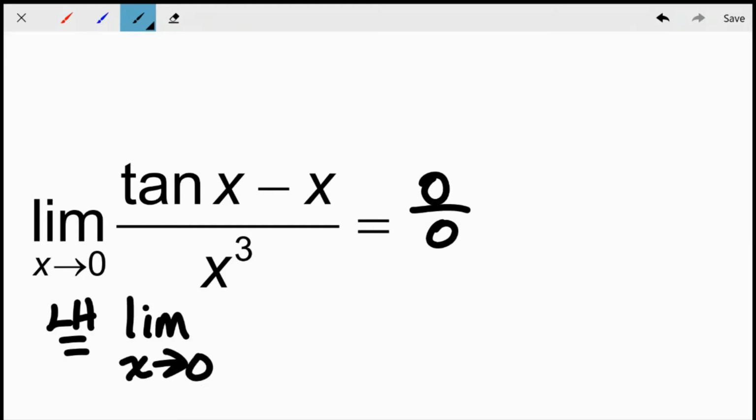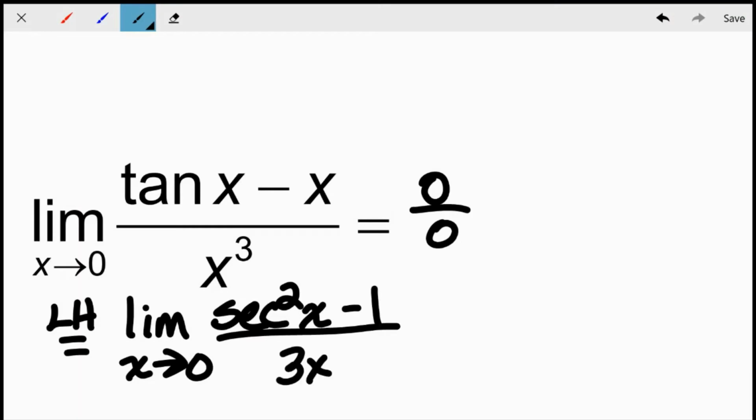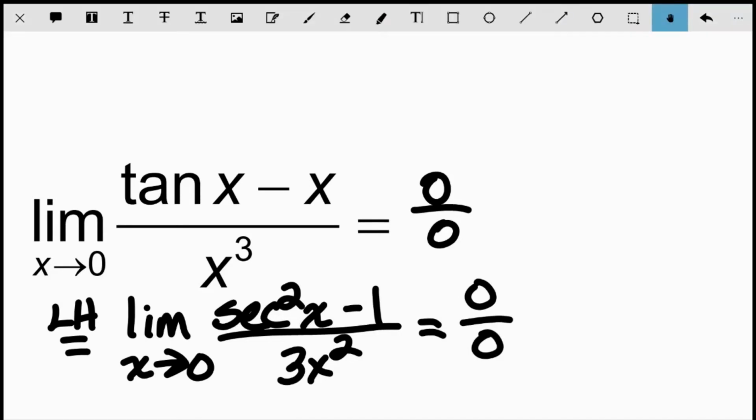And the derivative of tangent would be secant squared. So I have secant squared x. Derivative of x is 1. So secant squared x minus 1 over 3x squared. Well, let's try to do direct substitution now into this. And what you see is you actually get a 0 in the numerator and a 0 in the denominator again. So L'Hopital's rule didn't lead directly to a solution in this case.